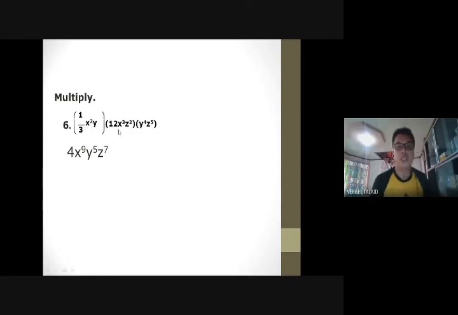Then add the exponents of x. We have 2, 3, and 4, that is 9. For y, we have y to the power of 5. Then for z, we have z to the power of 7. So in short, this is our product: 4x to the power of 9, y to the power of 5, and z raised to the power of 7.